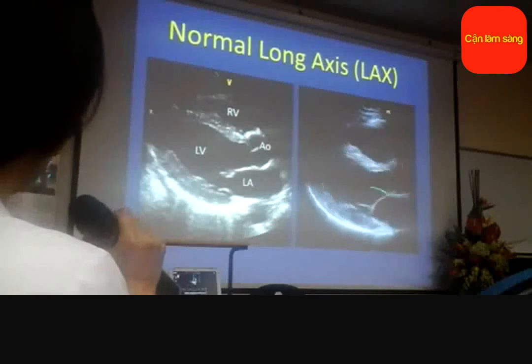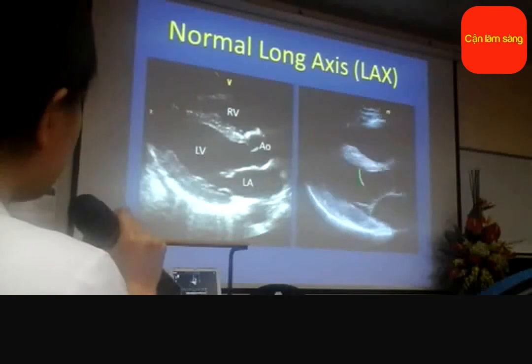Then I just follow the blood. Is the mitral valve normal? Is the left ventricle normal? Is the aortic valve normal? So the blood in, the blood out.